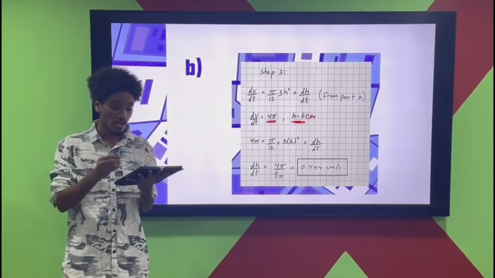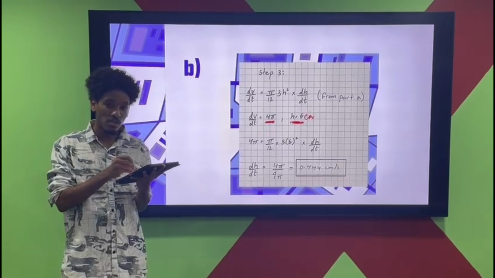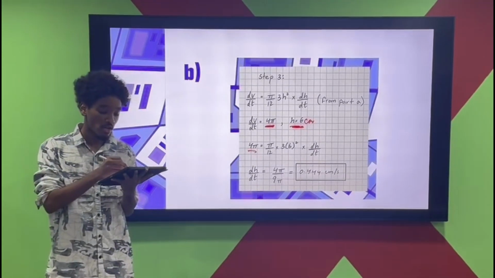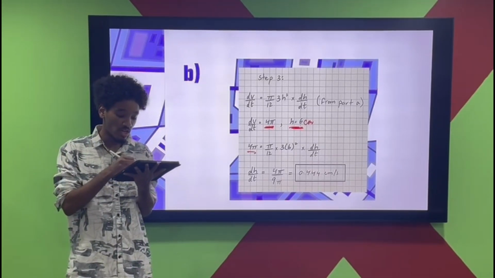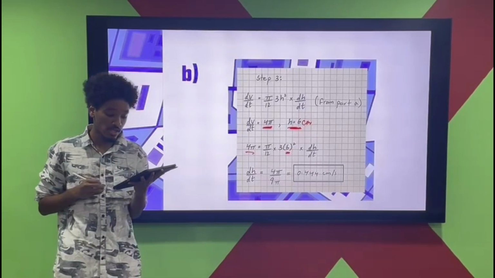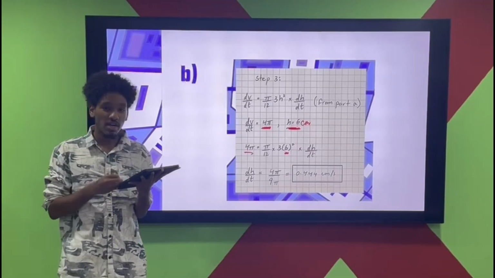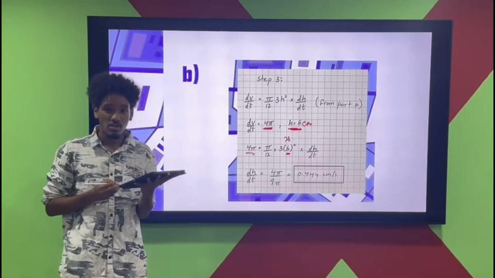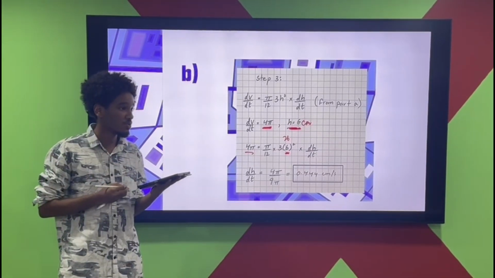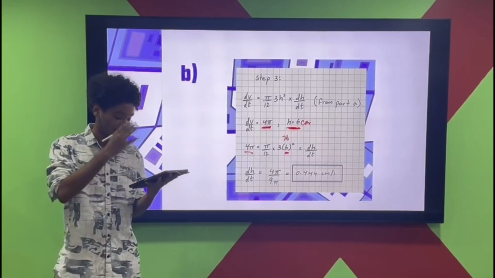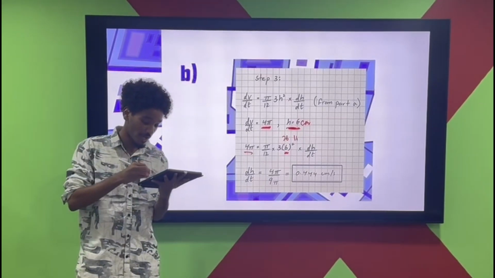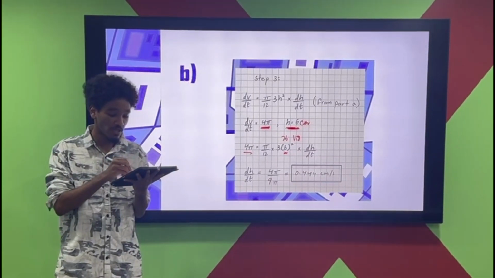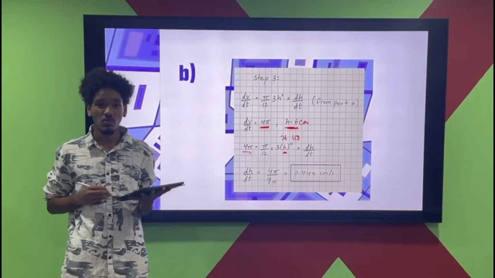So you plug it into the equation and you get dV/dt is equal to 4 pi. Pi divided by 12 multiplied by 3, and the h you switch into 6. So 3 multiplied by 6 squared. 6 squared is 36. 36 multiplied by 3 is equal to 108. Right? So 4 pi is equal to pi divided by 12 multiplied by 108 multiplied by dh/dt.